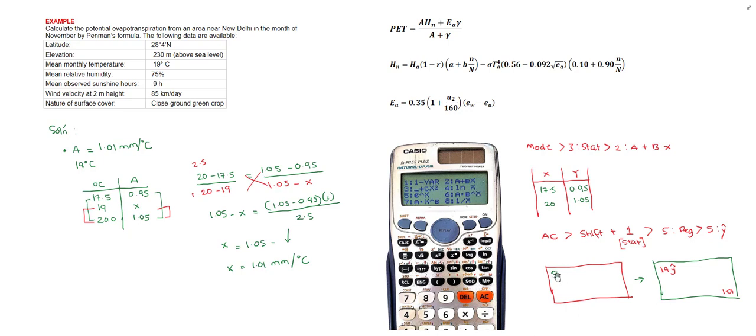So what you're going to do is insertan nimo og 19 before Y hat. So 19 tapos Y hat, and then after that you press equals, then the result would be 1.01.